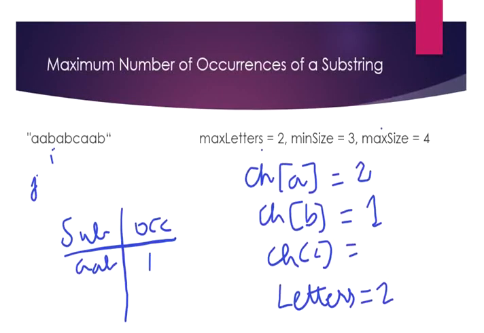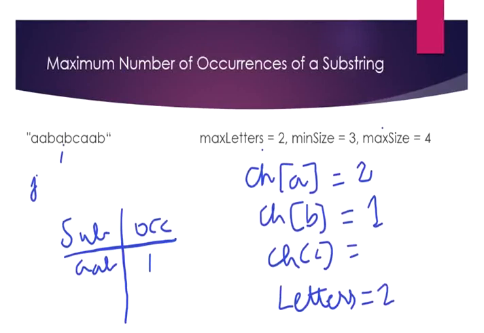So now I'm adding AAB to my hash map, and I'm incrementing the occurrence counter to 1. Let's move the pointer to the next character. Now it is at A. We'll update the values here. Now we have 3 A's, so I'm updating this to 3, and 1 B as usual. There are no unique characters, so letters will be the same. Let's check whether the substring from i to j satisfies the condition. The letters are 2, which satisfies the maximum letters, the minimum size 3 is satisfied, and the maximum size 4 is satisfied. So we are adding the substring ABA, and the occurrence as 1.